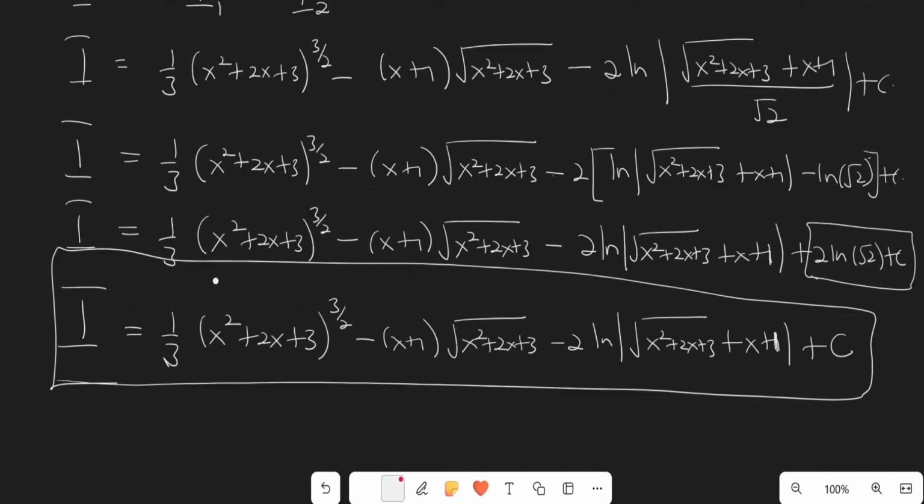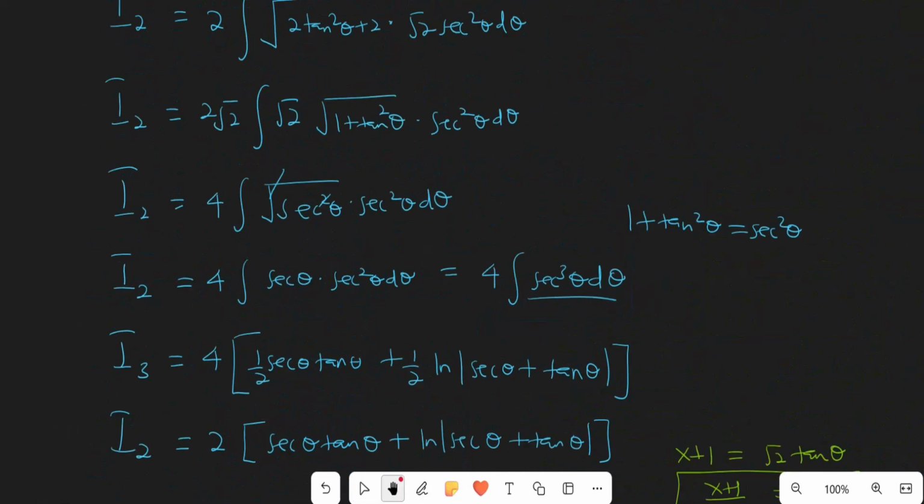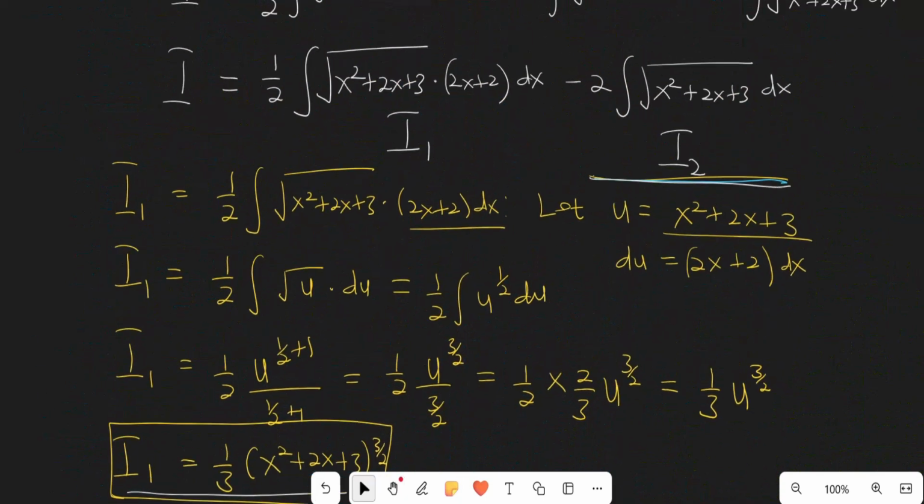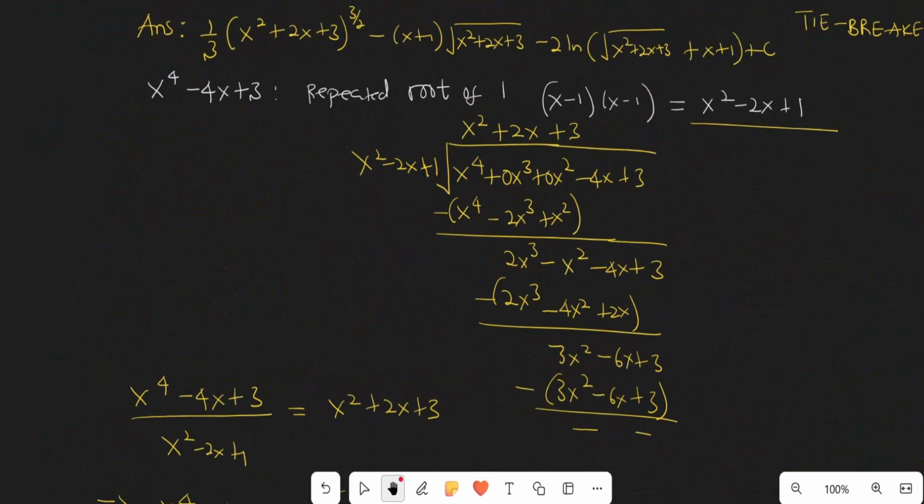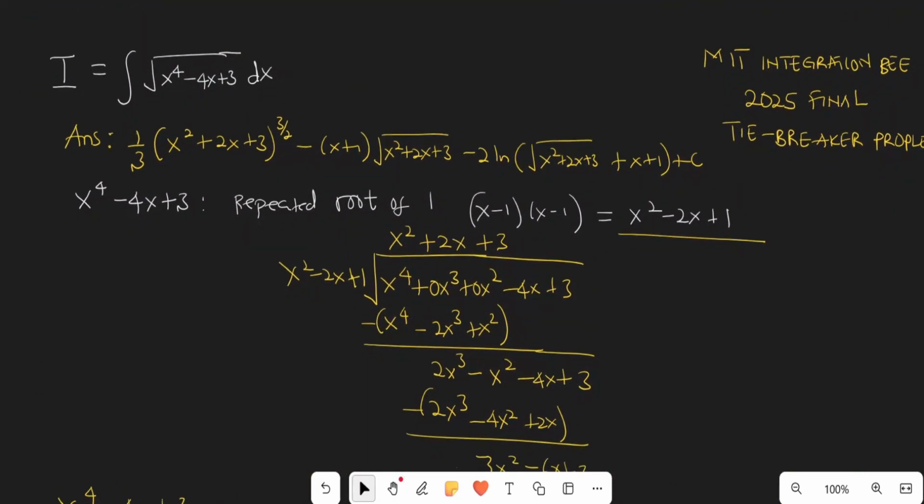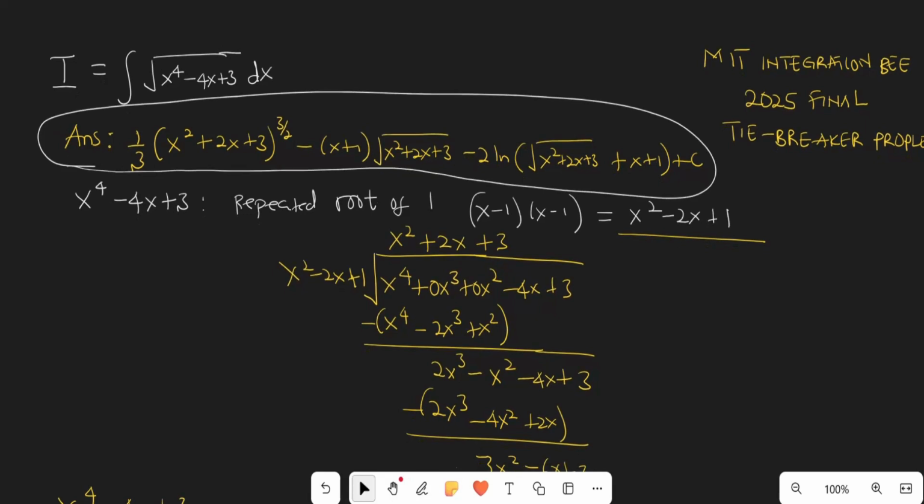So this one conforms with the answer that I gave in the beginning of the video. If we go to the very top, this one is equal to our answer here. So that is the answer to this beautiful integral.